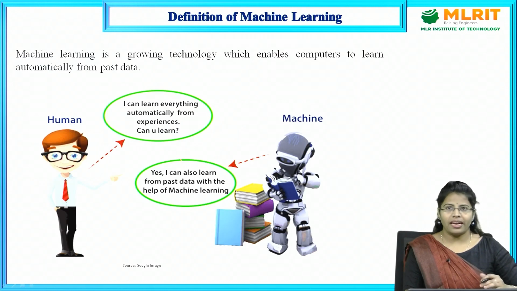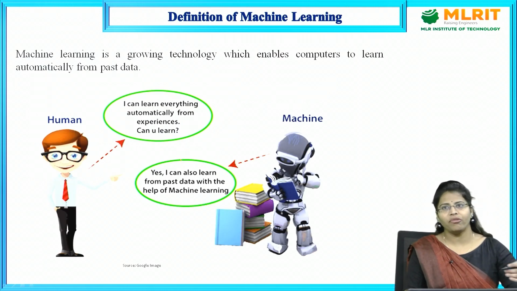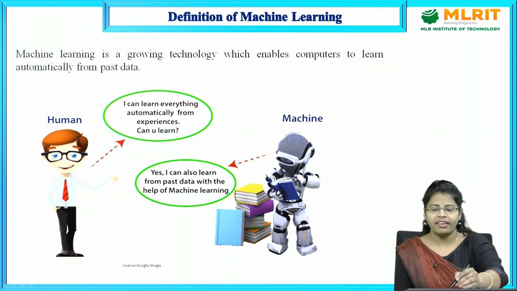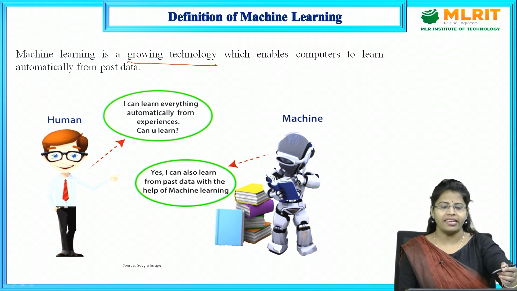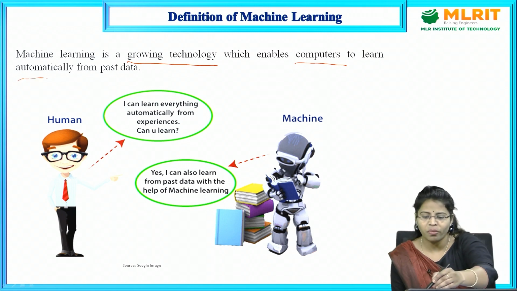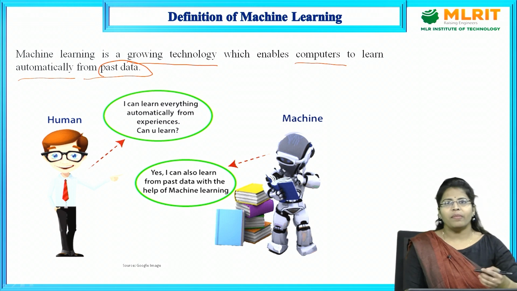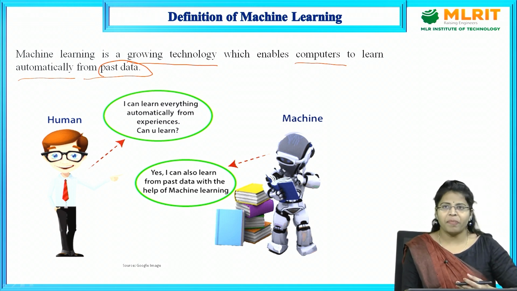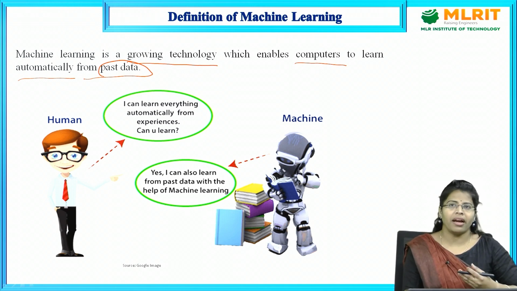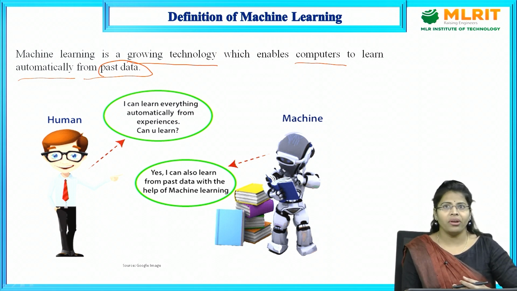First of all, let me tell you the definition of machine learning. Machine learning is a growing technology which enables computers to learn automatically from past data. That means the machines are going to learn from the previous data which is given by the user, and based on that past data the computer is going to learn and automatically predict the output.